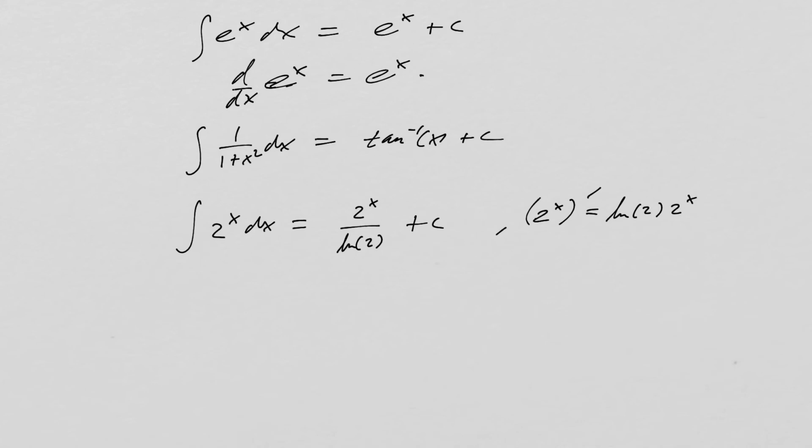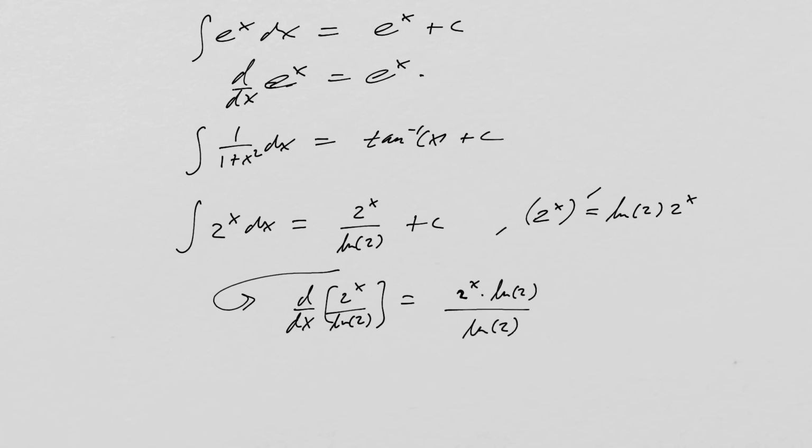Well, of course, to go backwards, all we have to do is divide by that natural log of 2. We can check that by actually taking the derivative of 2 to the x over natural log of 2. We know that's going to be 2 to the x times natural log of 2, all over natural log of 2. Those will cancel, and we're going to get 2 to the x.